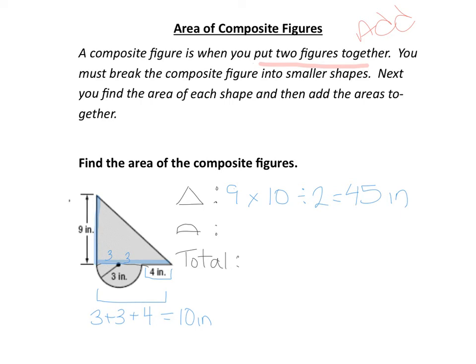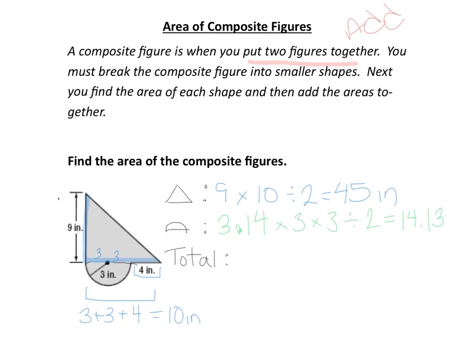Now we need to take a look at the semicircle. We know the area of a circle is pi r squared, because Fuzzy Wuzzy was a bear and area of a circle is pi r squared. So we're going to do 3.14 times our radius, 3, times 3, times 3, and we end up with 14. Oh, sorry. And then we have to divide that by 2 because it's a semicircle, and we end up with 14.13 inches squared.